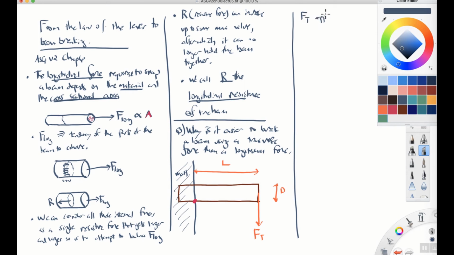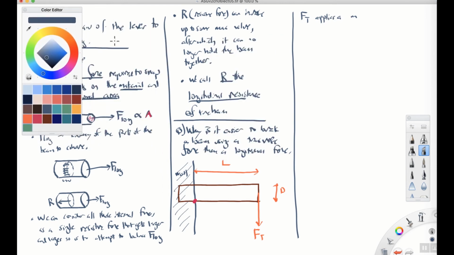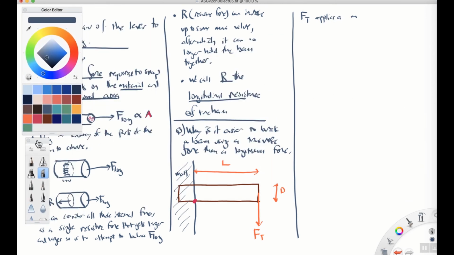applies a moment. Let me move this over to here, so I have a little bit more real estate to work with. So it applies a moment. Remember, that's the same thing as a torque. Galileo calls it a moment. The more common term to use today is a torque. Ft applies a moment or torque, which attempts to break the beam.